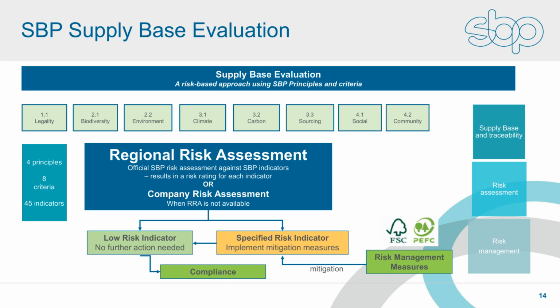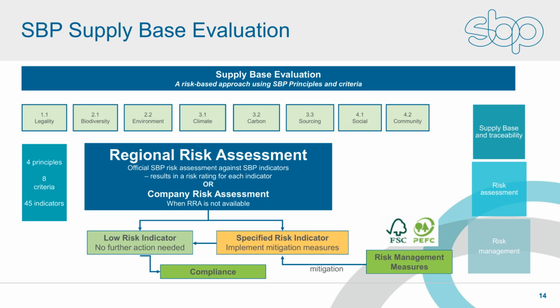If an indicator is rated specified risk, you have to act. You move into the risk management stage, and that is where the risk management plan and risk management measures come in. The green box on the right, you develop measures to bring the specified risk down to a low level, and you verify that those measures are actually working. Once that is demonstrated, the feedstock linked to that indicator is also considered compliant.